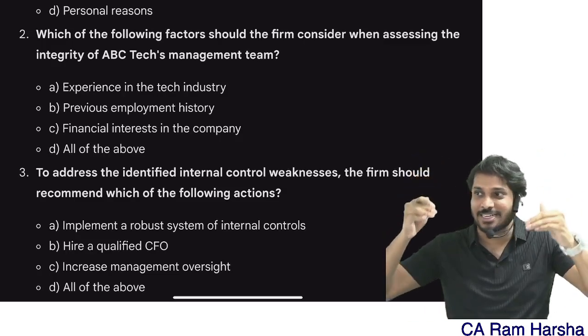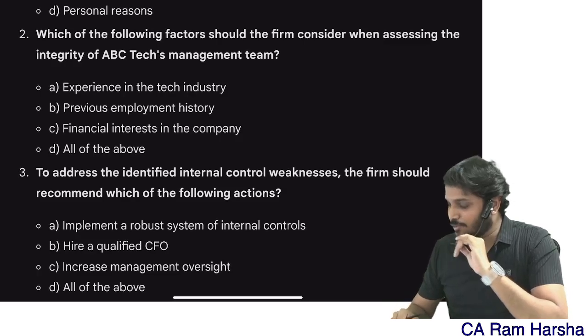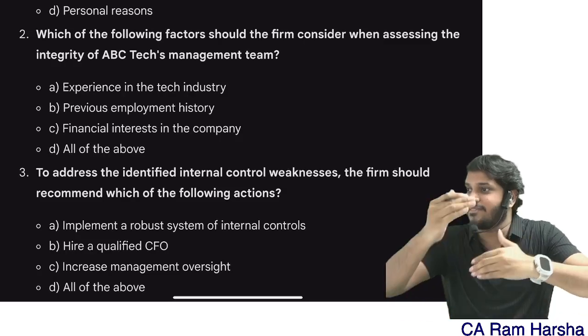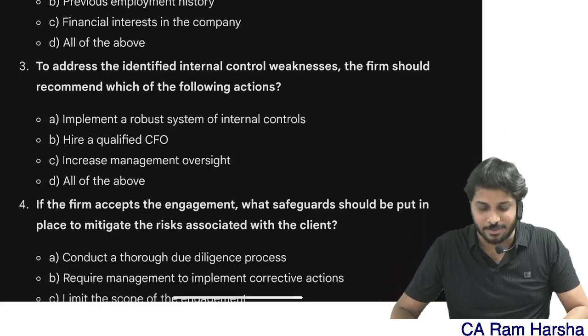You remember acceptance and continuance of client relationship. Third element is what? Ethical requirement. So interest in the company, I should check. Previous employment history, I should check. Means previous, suppose I'm already auditing this entity, for example.